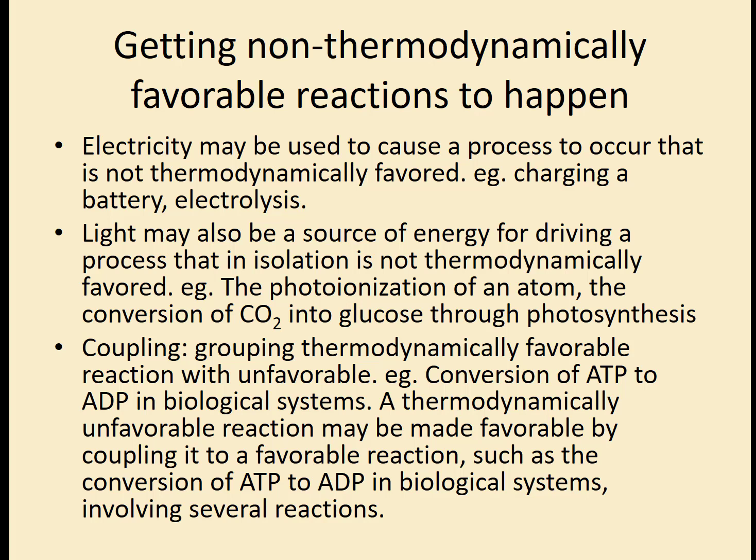What happens if you have a non-thermodynamic reaction and you need it to happen? You can add electricity. Electricity can cause a process to occur that is not normally favorable. So an example of this is charging a battery. You add some electricity and this can cause the chemical reaction to go forward and make products. Also electrolysis. So this might be plating a metal on another metal. You again are going to provide some electricity to make the reaction happen.